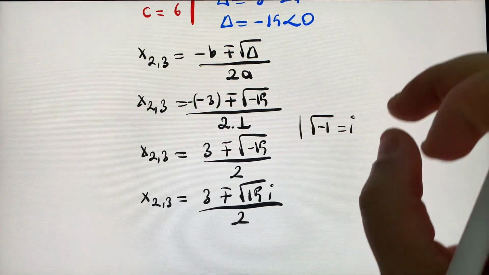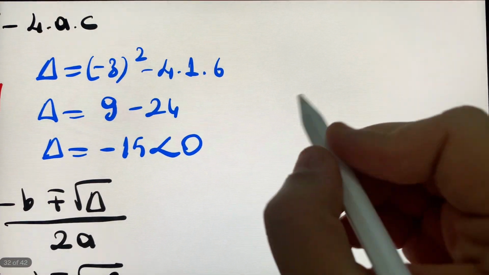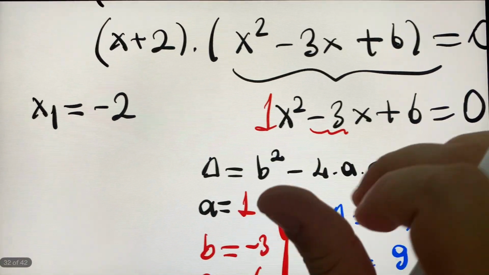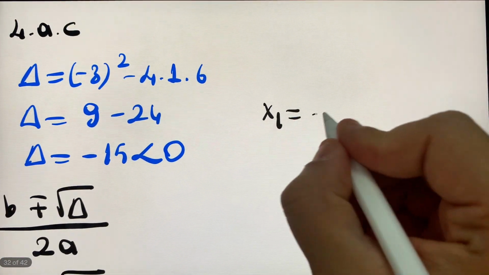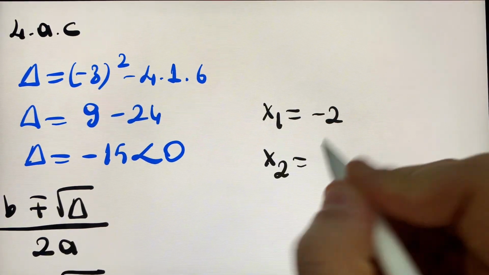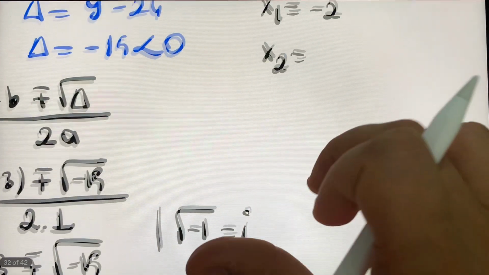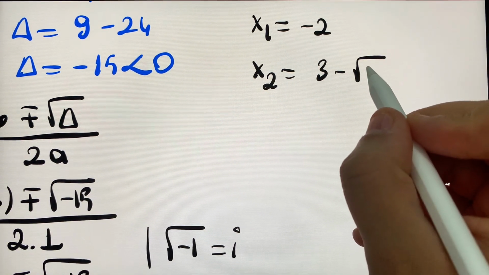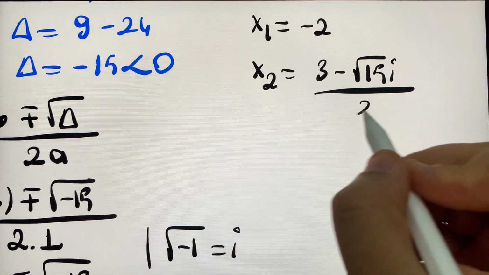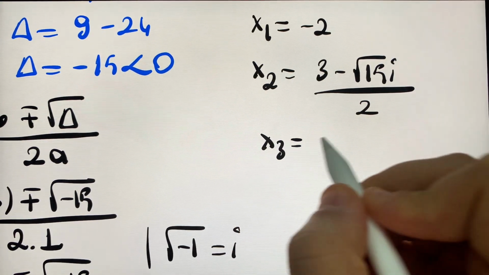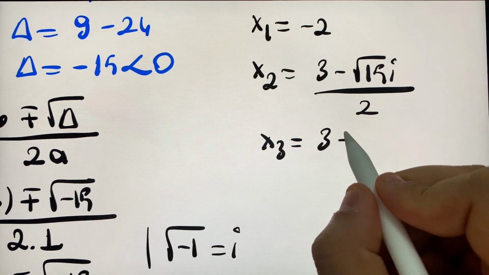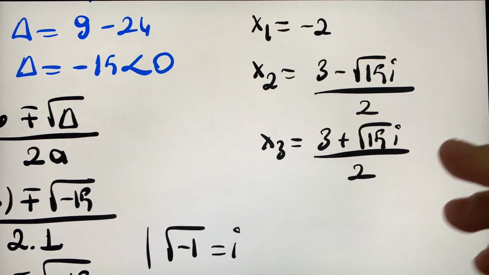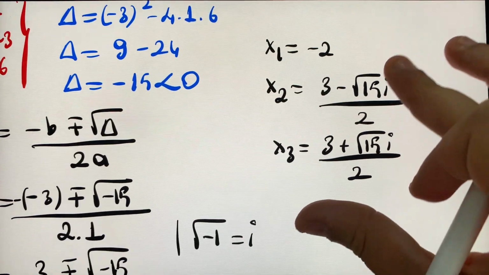Now then, what are my answers, guys? The expression we call x1 is minus 2. The expression we call x2 is 3 minus root 15 i divided by 2, and x3 is 3 plus root 15 i divided by 2. These are really our answers.